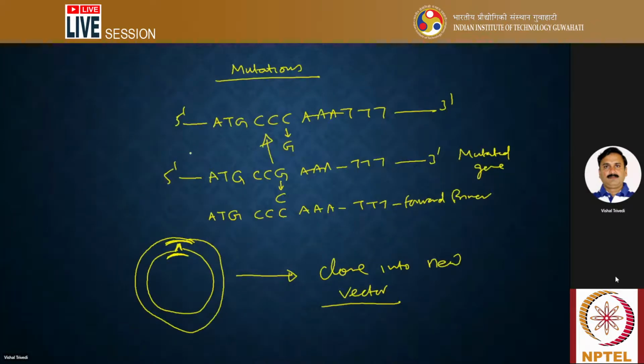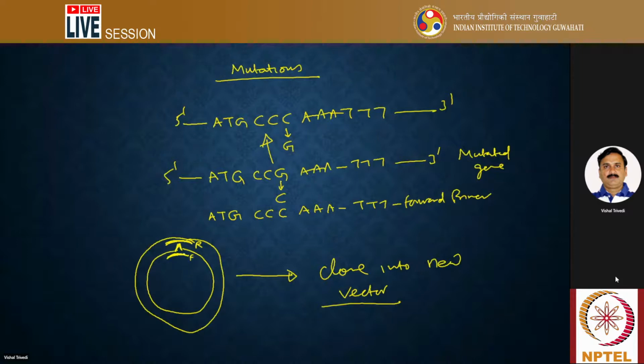So this is what I said. We can have this gene, and if this got mutated, it is going to be a mutated gene. In that mutated gene, if you generate a primer, the forward primer is going to be this one, and the reverse primer is going to be this one. If you like, you can have the mutations in the reverse primer also. That way, both copies of the gene are going to be mutated.